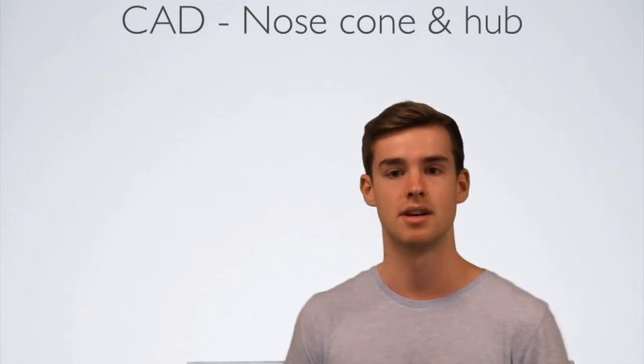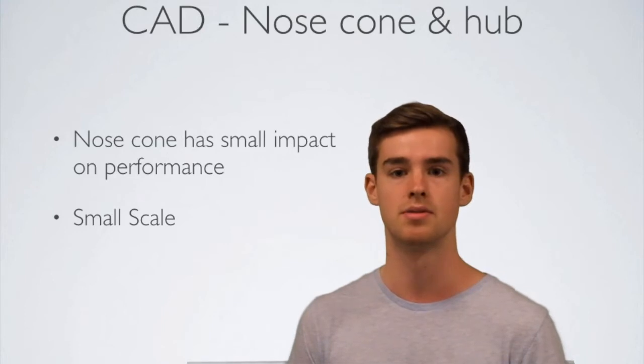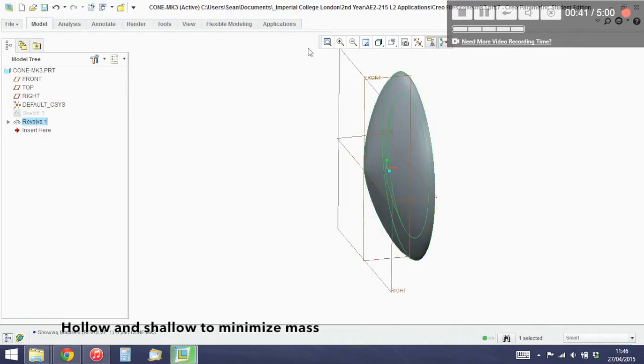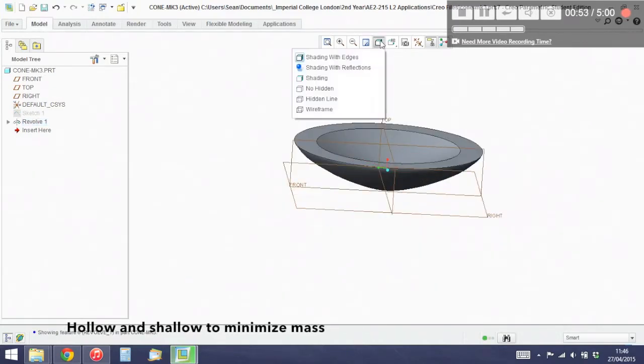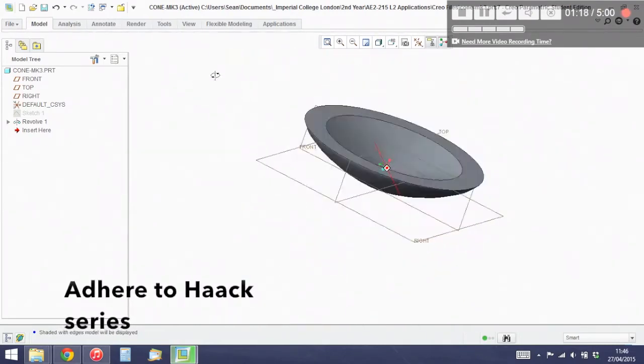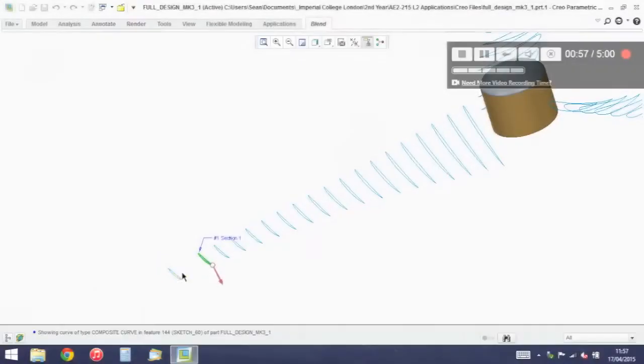After researching nose cone designs, we agreed that the nose cone has a relatively small impact on the overall performance due to the turbine's small scale. Therefore, the cone is designed to be hollow and shallow to minimise mass. The curvature on the surface was chosen to adhere to the HACK series for reducing drag. We considered this to be a major uniqueness of our design.